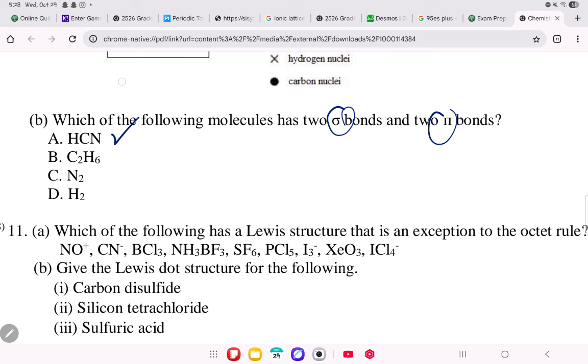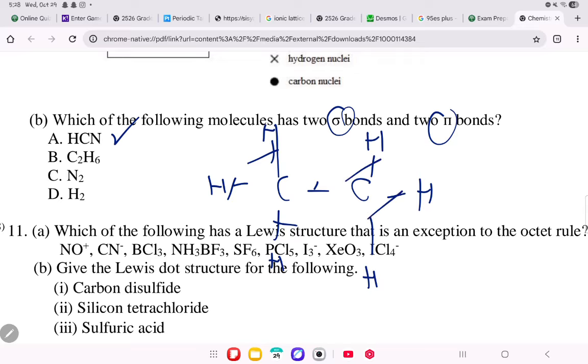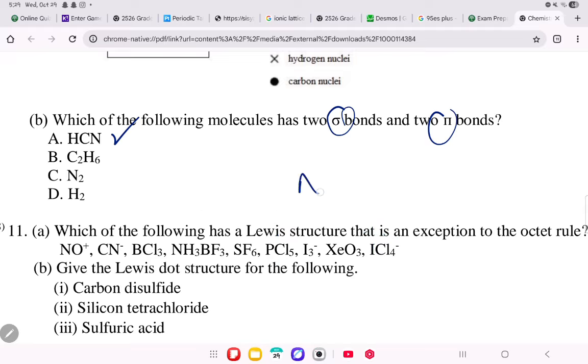Now, C2H6. It looks something like this. Here, they're all single bonds, meaning we have 1, 2, 3, 4, 5, 6, and 7 sigma bonds. Okay, so it has 7 sigma bonds. We definitely don't want this. Then N2, it's N triple bond N here and here. So this is sigma pi pi. This is 1 sigma 2 pi. We don't want this either. And then H single bond H is literally only 1 sigma, so we don't need it either. So definitely for sure, our only correct answer is HCN.